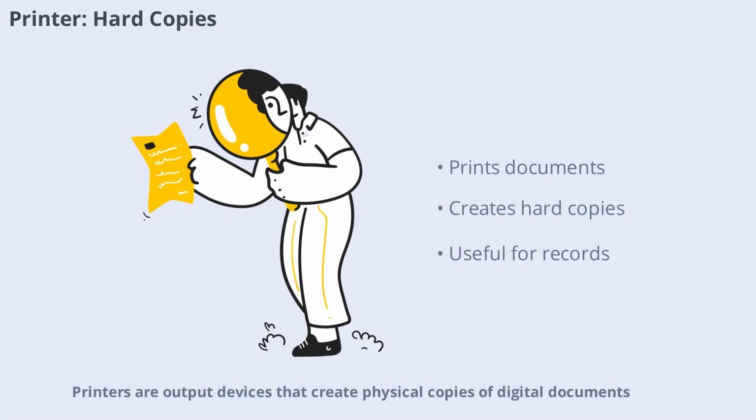Printers are output devices that create physical copies of digital documents. Whether you need to print a report, a photo, or a ticket, the printer turns your digital files into paper form. This is especially useful for sharing information or keeping records outside the computer.